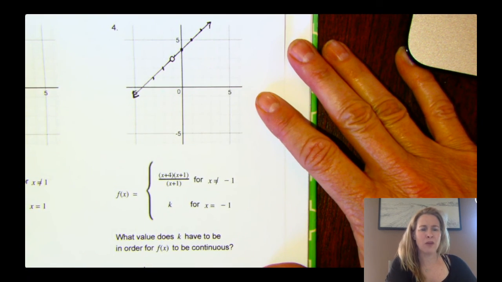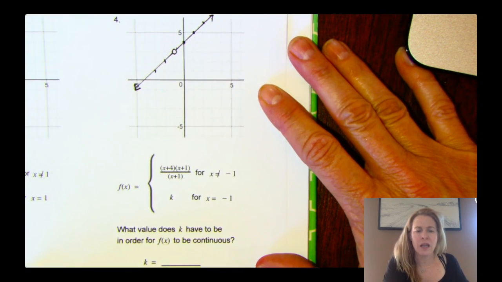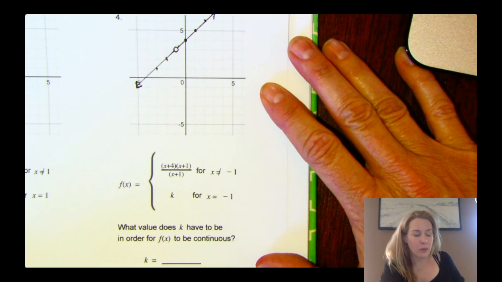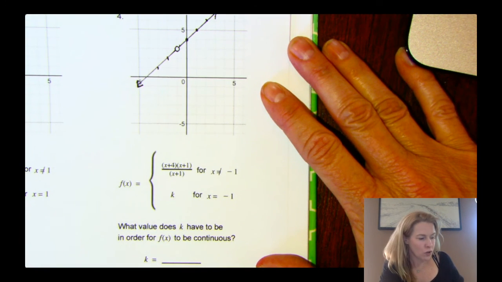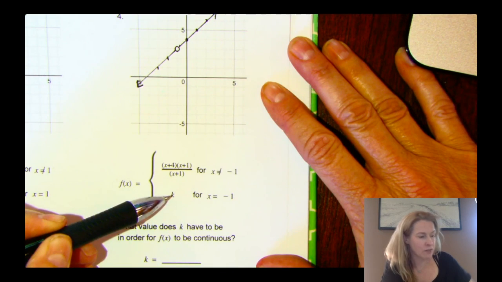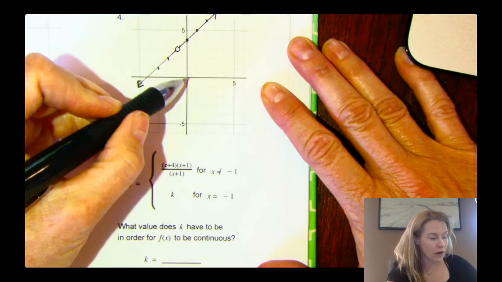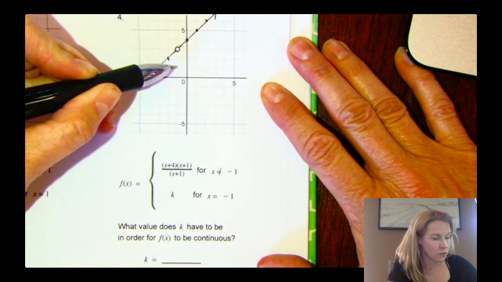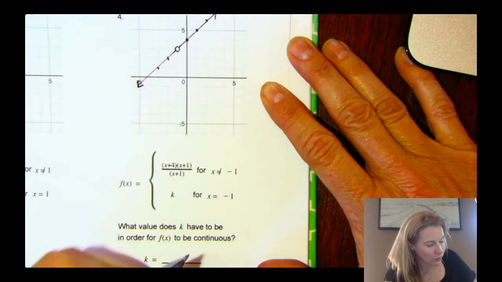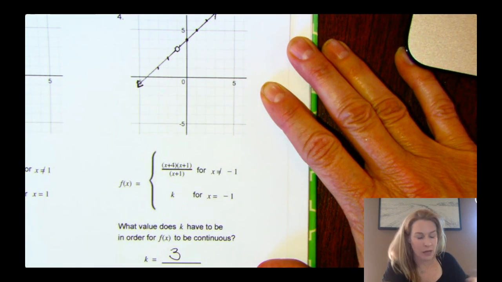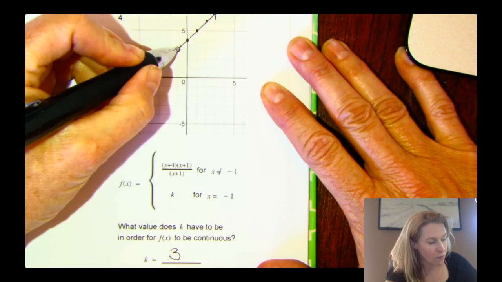And if you hadn't worked with piecewise functions, might seem kind of confusing. But really, hopefully this seems kind of logical to you. What value does k have to be in order to fill in that hole right there? At -1, we need our output value to be 1, 2, 3. So hopefully you realize that k needs to be 3 in order to fill that hole.